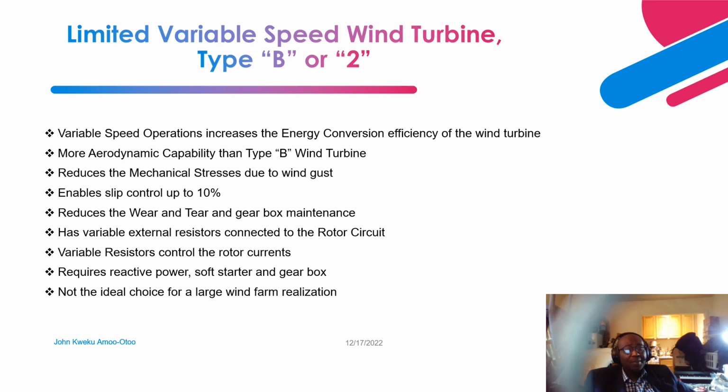And also, the mechanical stresses are reduced due to the inherent variable speed operations that can be achieved. The slip control is about plus or minus 10%, and the speed variation is about plus or minus 10%. Because of the inherent variable resistance that is integrated into the rotor winding, it helps us to reduce the wear and tear and also the gearbox maintenance.